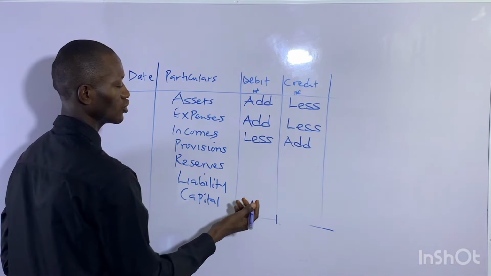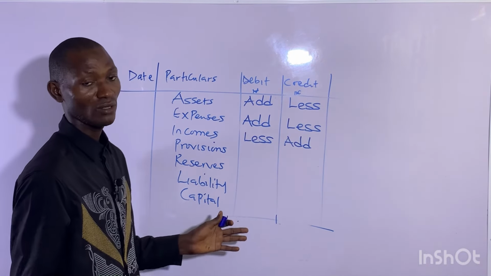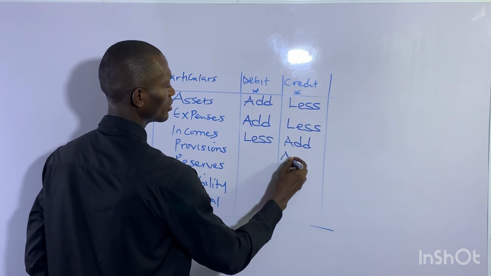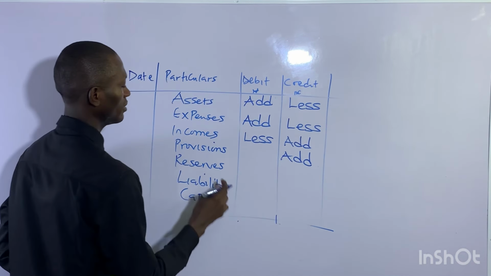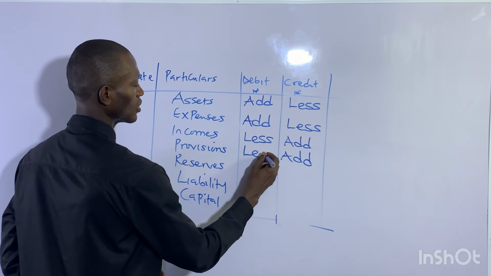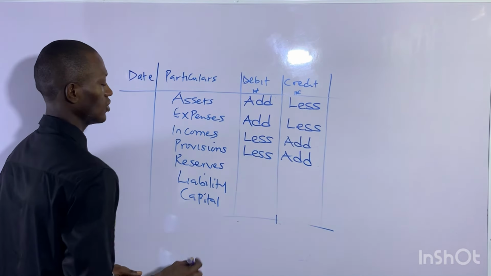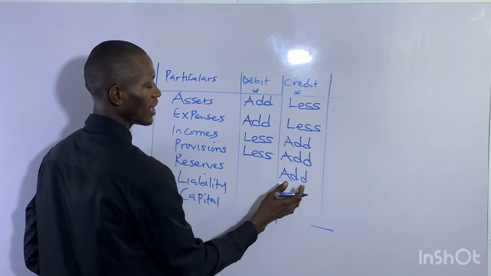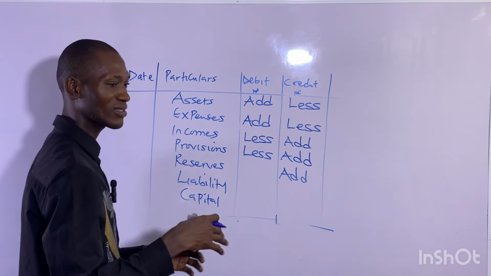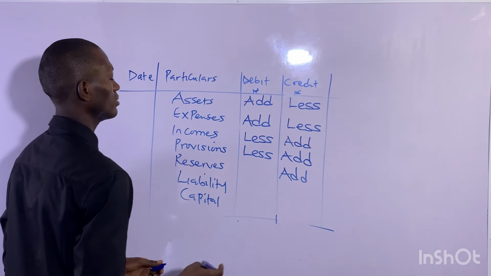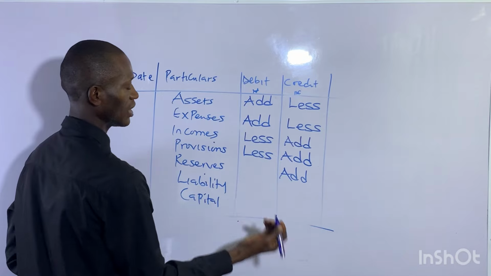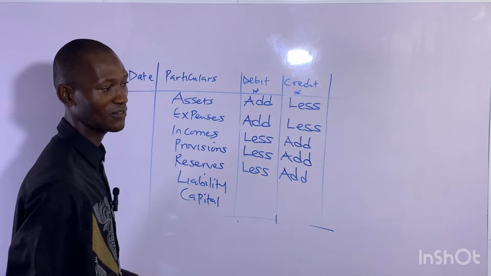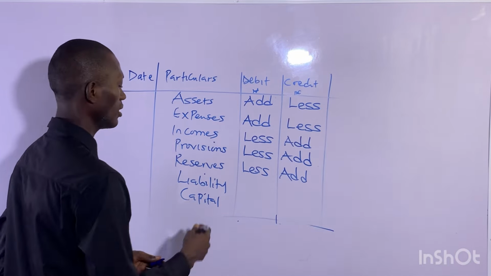The same for provision. A normal provision account should have a credit balance. So when you are crediting a provision account, it means you are adding to it. Then if you are debiting it, it means you are lessening it. Reserves, if you are crediting it, it means you are adding up to that account. The balance in that account will be increasing. Then when you are debiting a provision account, it means the balance in it will be reducing, or you are lessening from that account. That's what it means.